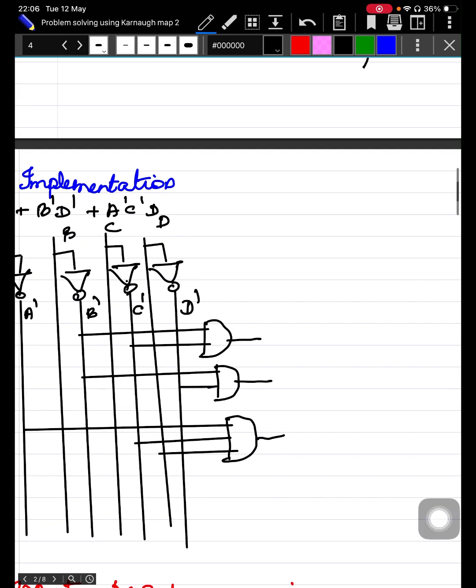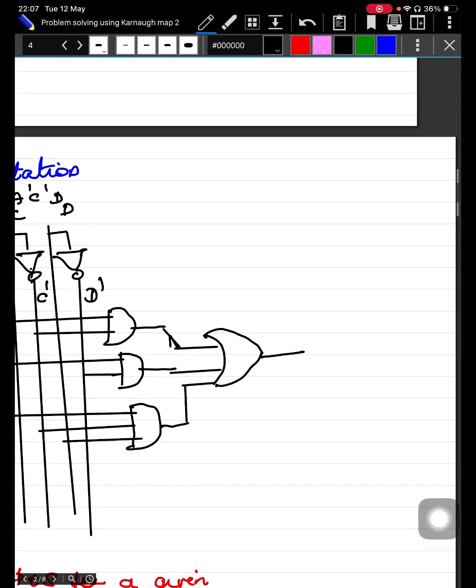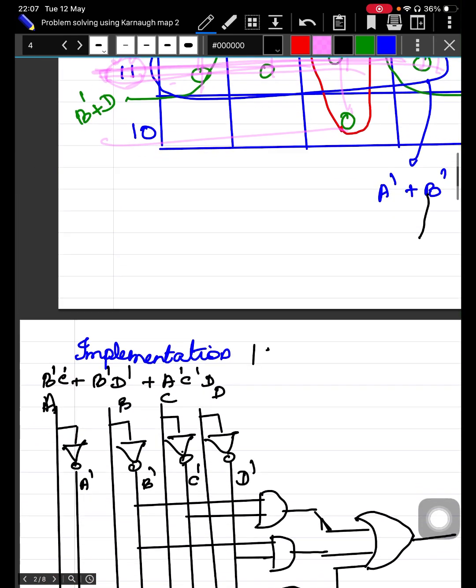Now I should combine all these by using an OR gate. An OR gate at the output, right? And lines from here, line from here, line from here. It's not correct, so I'll draw it again. Yeah. So this is my final output expression, right? This is the implementation of SOP. Am I right? Implementation of SOP.